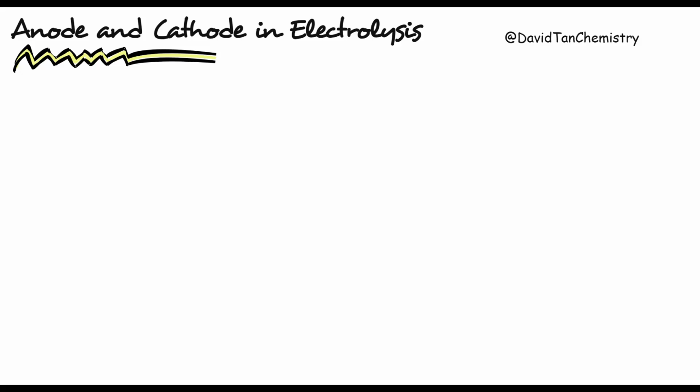What is the difference between the anode and the cathode during electrolysis? Both are electrodes, but they are connected to different terminals of the power source, attract different ions, and carry out different reactions.